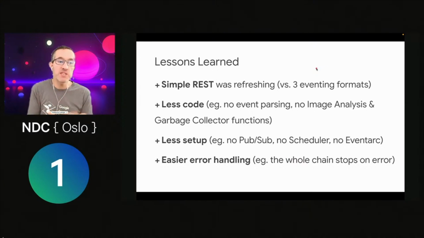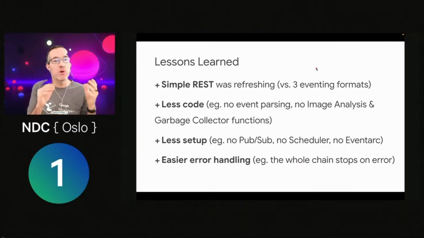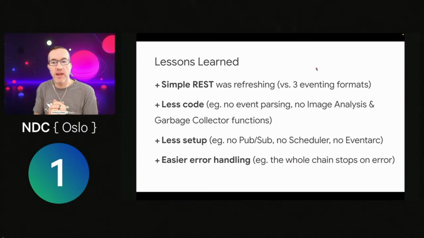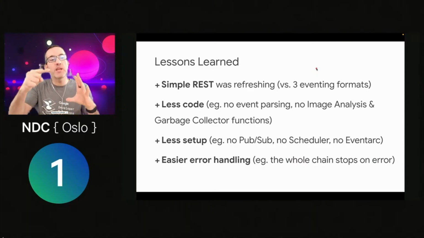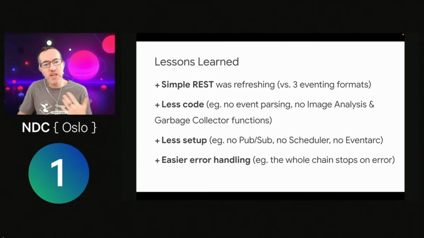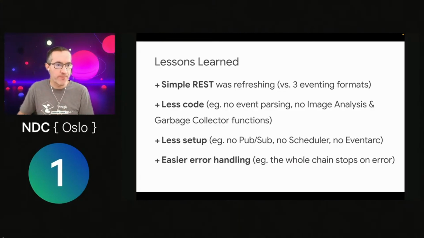And it was also easier for error handling because the whole chain could stop on error and we would know at which step it would stop. And so it was easier to track errors and see that, okay, it was this particular image that triggered that problem, instead of having to go through the various messages and understand which one is correlated to the other.